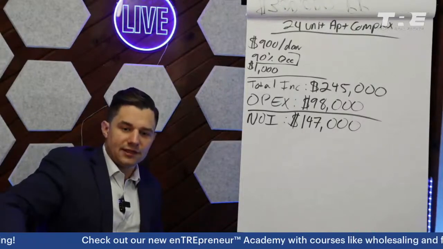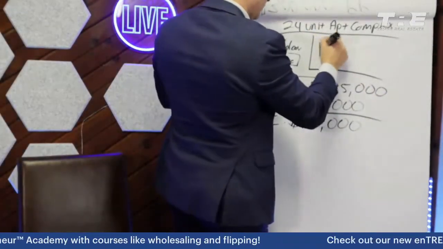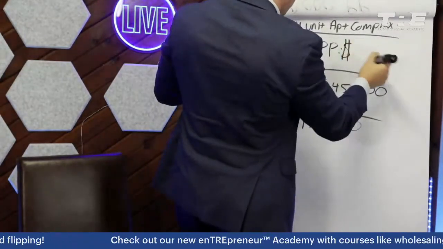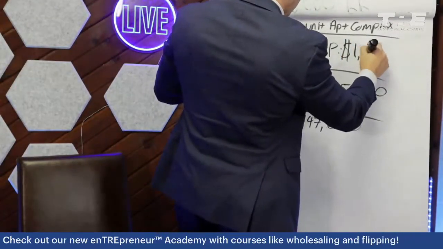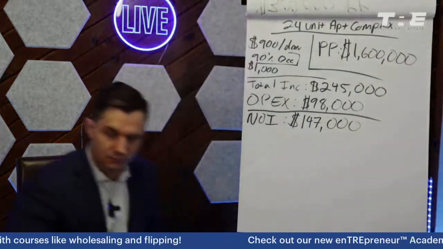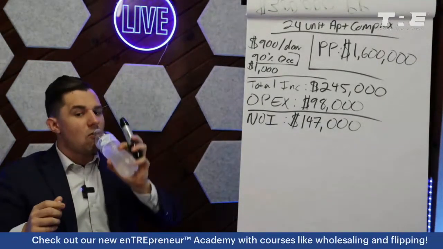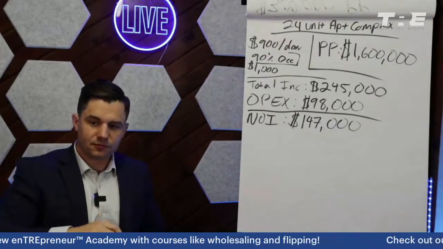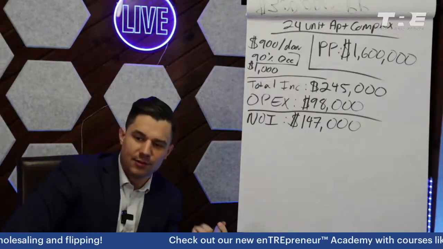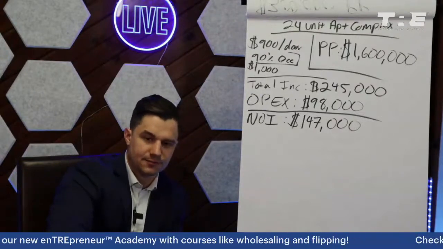Now, if we bought this property for $1.6 million, what's our cap rate? Cap rate. How do you get cap rate? Remember, write this down. NOI divided by purchase price.